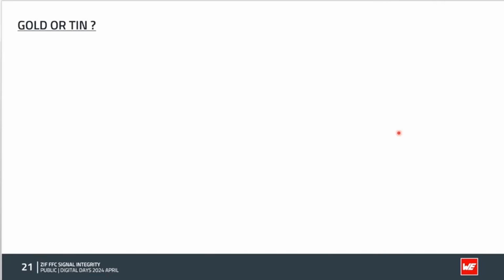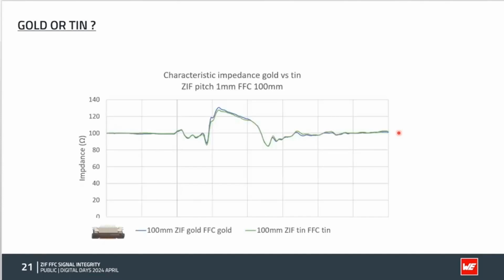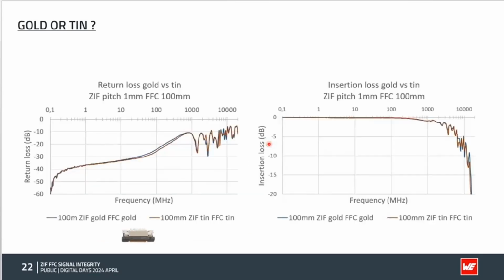Because of course, gold is more expensive than tin. That's completely obvious. And that's the case for every brand, of course. Does it bring something to the signal integrity? That's strange. What we see here is that the impedance is the same for tin and gold. So we'll see, does it have an influence on the return loss and insertion loss? Not at all. This is exactly the same. So I am wondering, why do we have to buy gold instead of using tin? This is a good question.